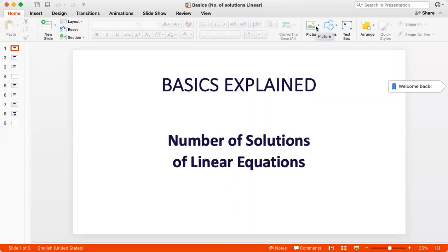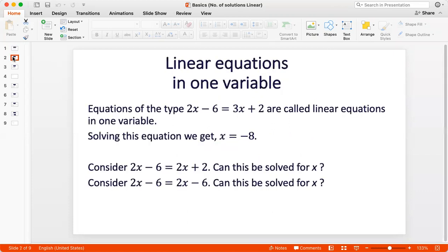In our continuing series Basics Explained, we discuss the basics of topics that you're likely to see on the SAT and ACT. Today we discuss an important topic from SAT and ACT math, the number of solutions of linear equations. So let's begin with linear equations in one variable.